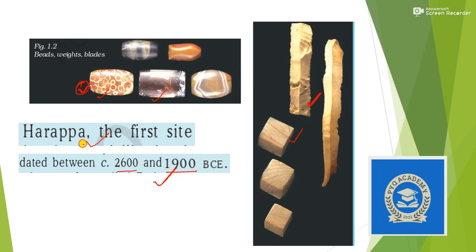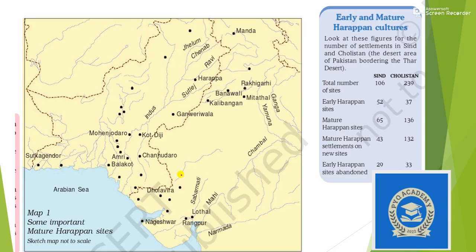Harappa was the first site discovered, but Mohenjo-daro was the largest site. The most important thing with respect to this map is that you have to remember the places. Questions can be asked in different ways. They can ask on which river Harappa was situated, and try to confuse you that the city of Harappa was situated on the banks of the Indus, but it is not true. It was situated on the bank of river Ravi, while Mohenjo-daro was situated on the bank of river Indus.